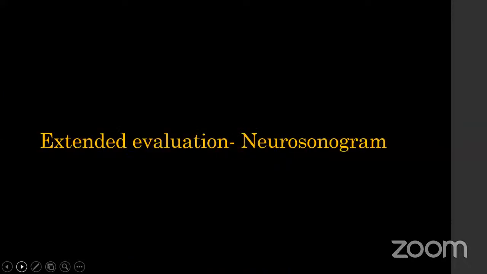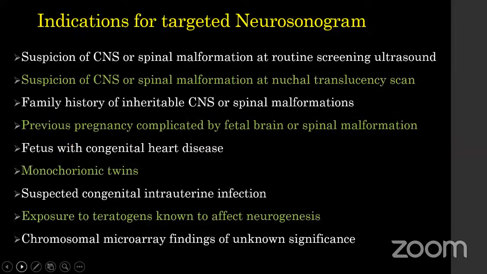Now, what constitutes extended evaluation? We are done with the basic screening of the brain. Now, what constitutes an extended neurosonogram? Why do you do it? There is suspicion of a CNS or a spinal malformation on a routine ultrasound. That is one entity.